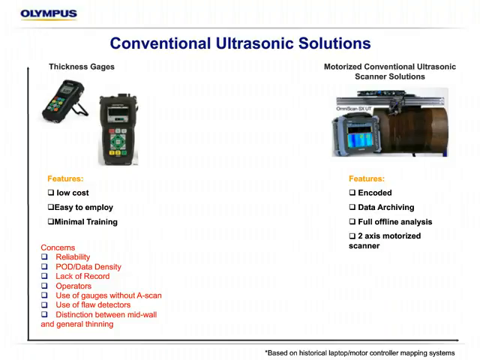Now my picture here on the right for the second half of the conventional ultrasonic solutions is actually a very modern conventional ultrasound with a fully mechanized scanner, but a lot of the points I'm going to make are based on the historical corrosion mapping systems that a lot are still out there in the market and still being used.